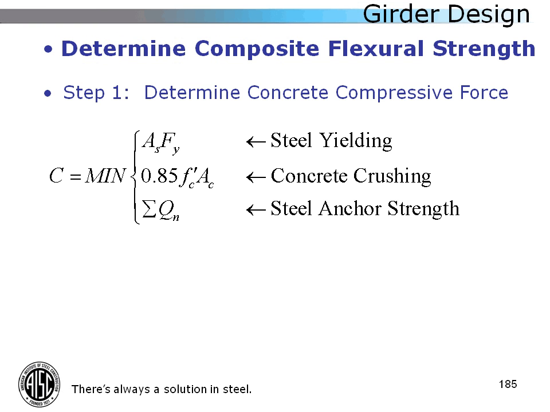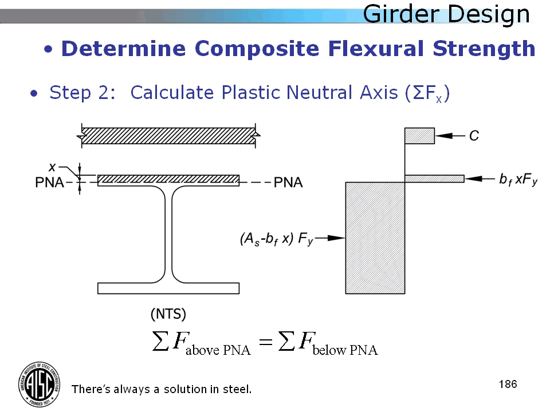Once you know what that is, step one is to determine your concrete compressive force, which is the minimum of the yielding or concrete crushing, or in a partially composite beam, sum of Qn. And then you go to our old friend statics. You calculate the plastic neutral axis by summing forces in the x direction to determine where the force above and below the PNA is, so you can find your plastic neutral axis.